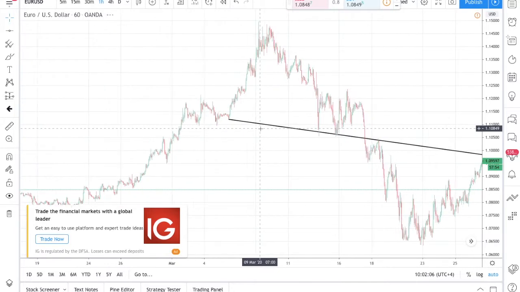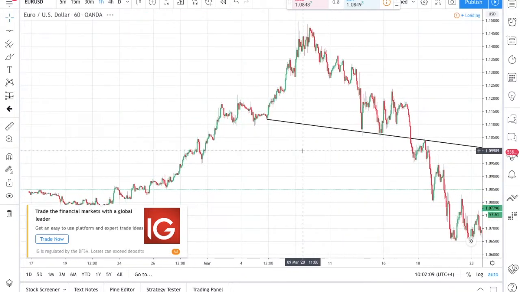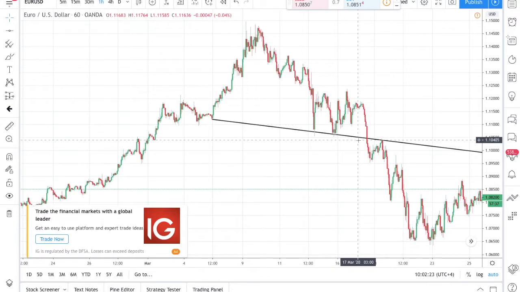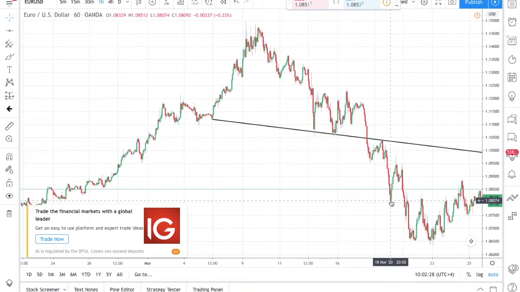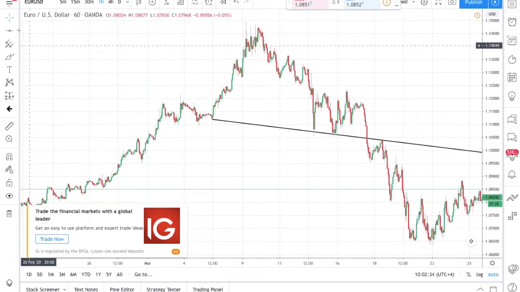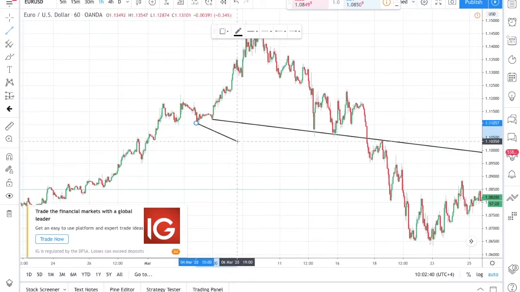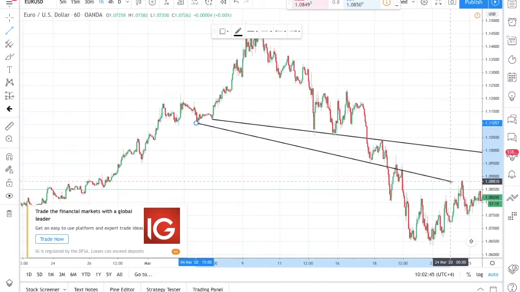Okay, let's see what happened. Let me check. Okay, guys, look at this point. This is the lowest point. We are going to connect this point to any lowest point. It doesn't matter if it's this one, this one, or this one. You just have to connect the lowest to the lowest to draw a trend line. So we're going to connect this to this one here.